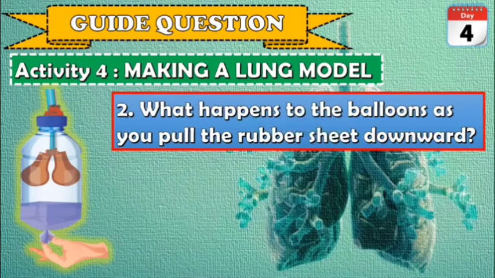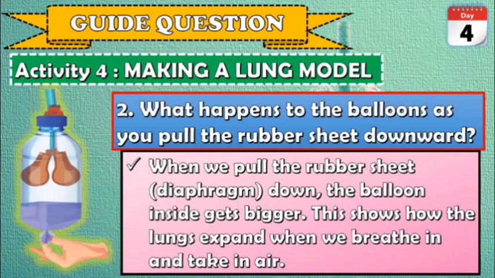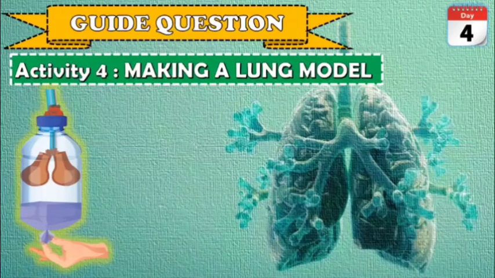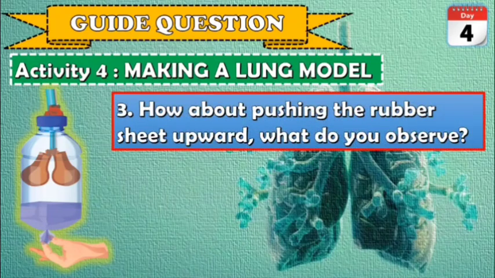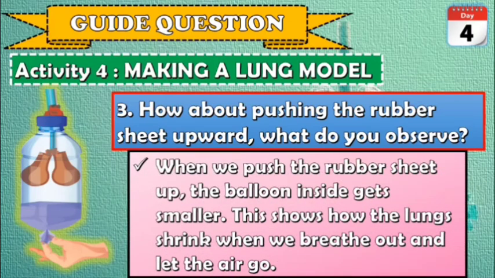What happens to the balloons as you pull the rubber sheet downward? When we pull the rubber sheet or the diaphragm down, the balloon inside gets bigger. This shows how the lungs expand when we breathe in and take in air. Question number 3. How about pushing the rubber sheet upward? What do you observe? When we push the rubber sheet up, the balloon inside gets smaller. This shows how the lungs shrink when we breathe out and let the air go.